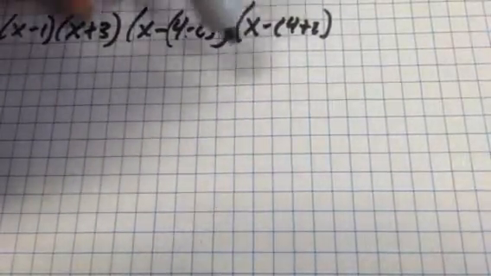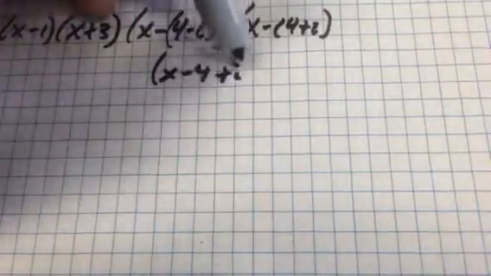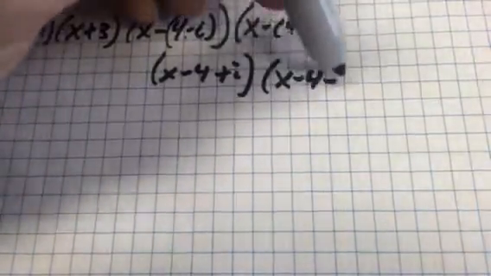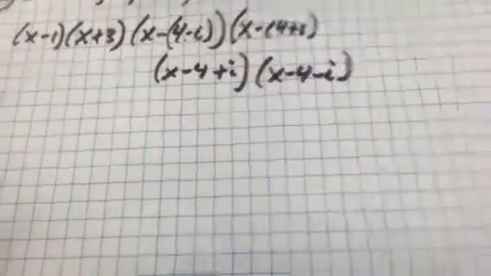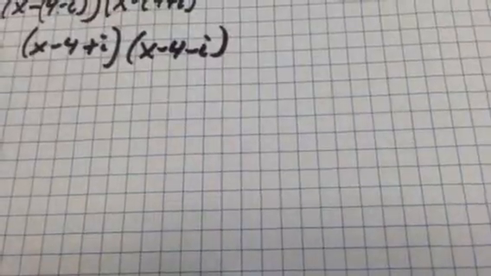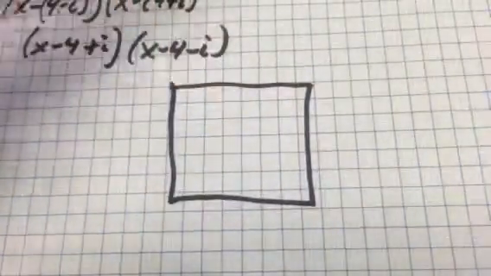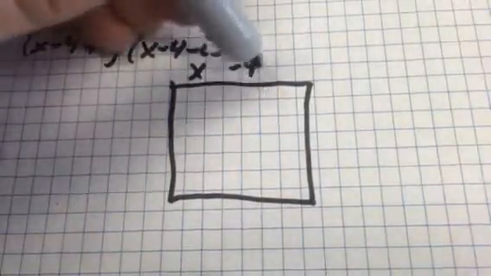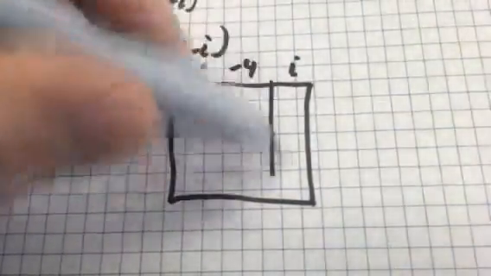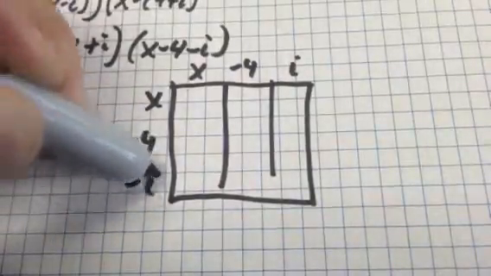So a little scratch work over here. This would be x minus 4 plus i times x minus 4 minus i. So one way that I could do this is just throw it in a grid. There's a couple ways to do it, but I think I'll just put it in a grid and see what happens. So I have an x, a minus 4, and an i. And I have an x, a minus 4, and a negative i.